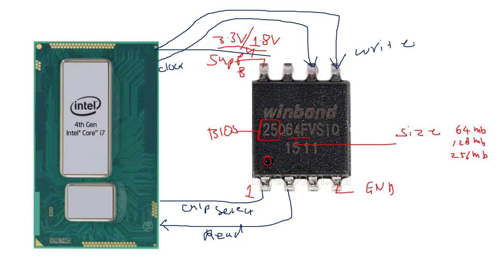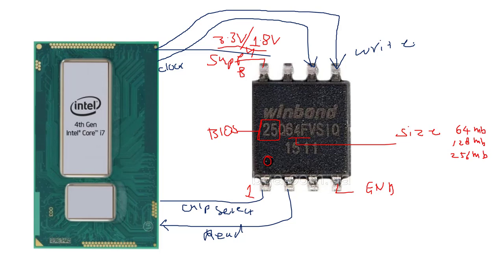So these are the main pins of the BIOS. Pin number 1 is chip select, pin number 2 is read, pin number 4 is ground, pin number 5 is the write pin, pin number 6 is the clock, and pin number 8 is the supply. So the BIOS number starts from 25 and the last digits indicate the size of the BIOS.